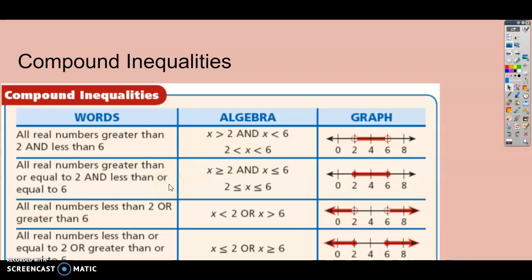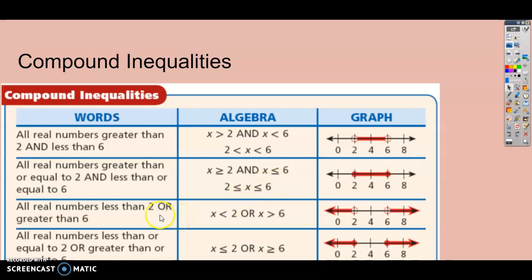The second one says all real numbers greater than or equal to 2 and less than or equal to 6. Because it says greater than or equal to, that's why these have a line under them, and that's why these dots are shaded. So the difference here is that these are greater than and less than. These are greater than or equal to and less than or equal to.